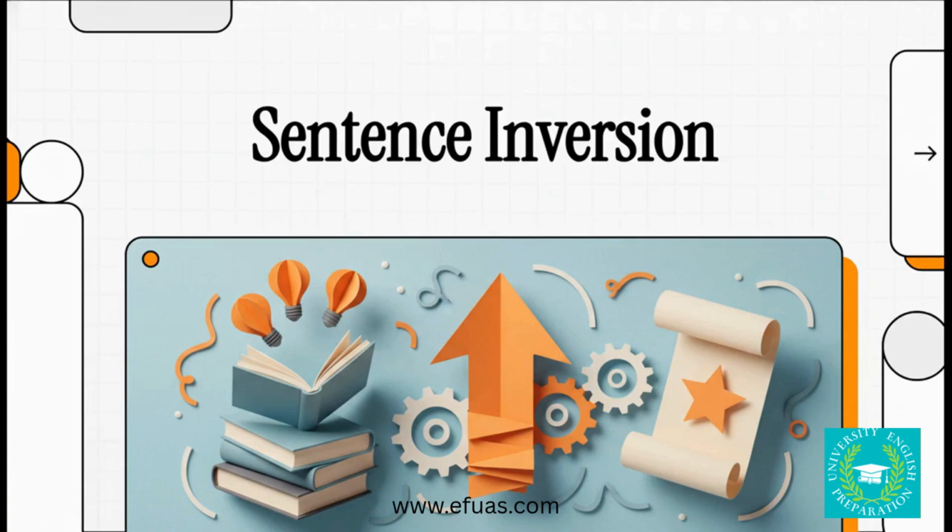In academic writing, how do you make your most important ideas really stand out? Well, there's this powerful and, I think, really elegant technique called sentence inversion. It's a subtle change in your sentence structure that can add some serious weight and formality to your arguments. It really makes them impossible to ignore. So let's dive in and see how it works.